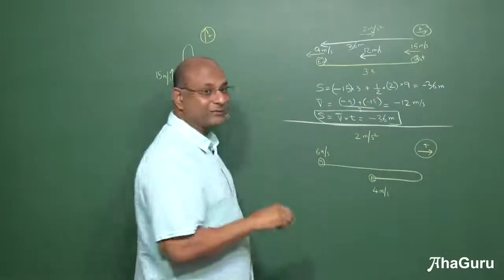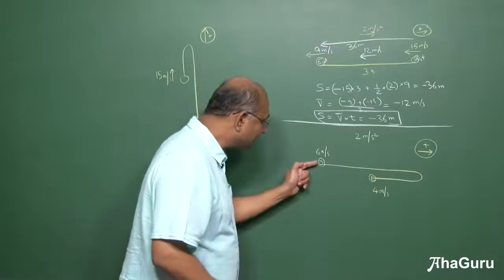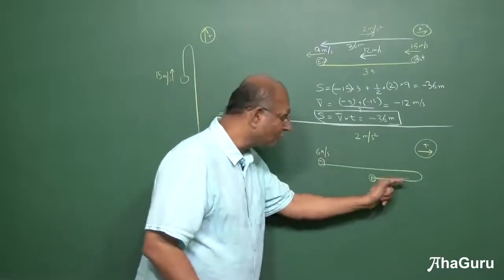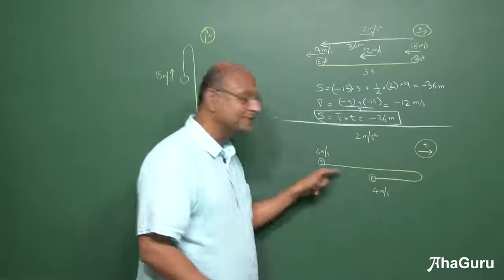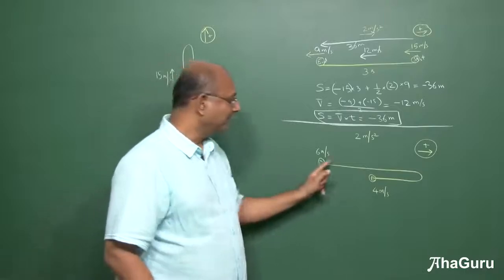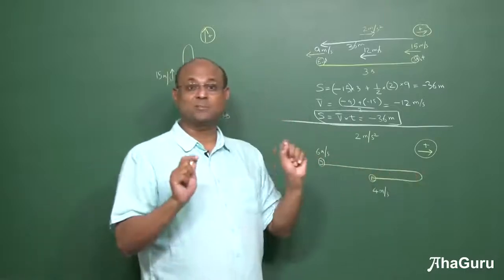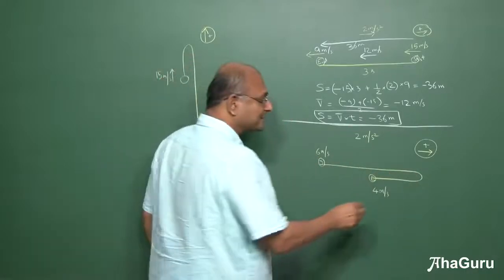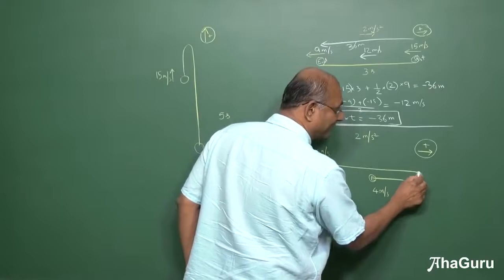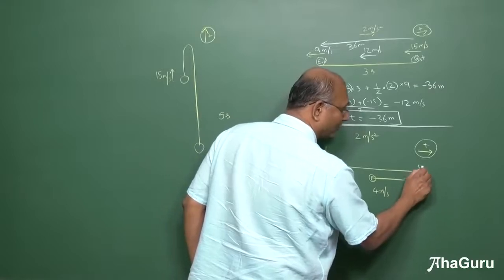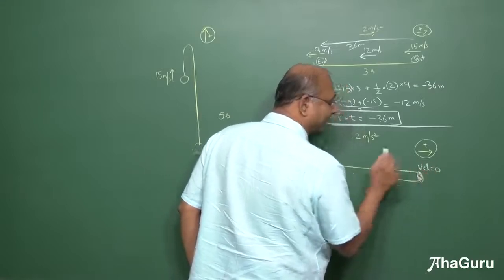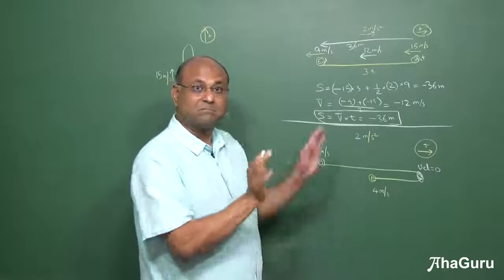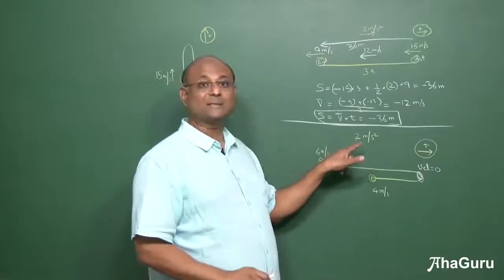Now let us do another question. In this question, this object starts here, stops at that point, turns around and comes here. Whenever something like this happens, I am assuming it stops. When it stops, its velocity has become 0. What about its acceleration? That has not changed. It is still 2 meters per second square.